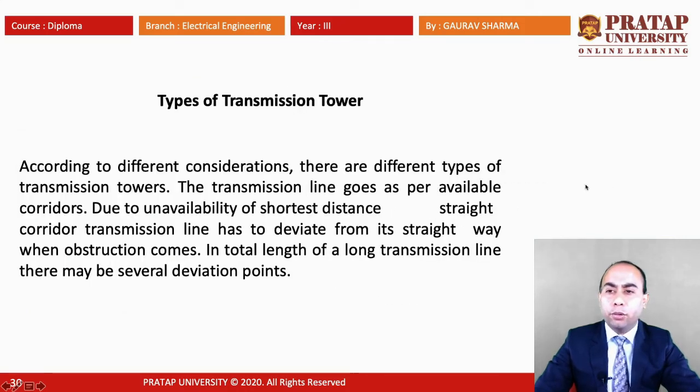Now, according to different considerations, there are different types of transmission towers. The transmission line goes as per available corridors. Due to unavailability of a shorter distance straight corridor, the transmission line has to deviate from its straight way when obstructions come. In the total length of a long transmission line, there may be several deviation points.